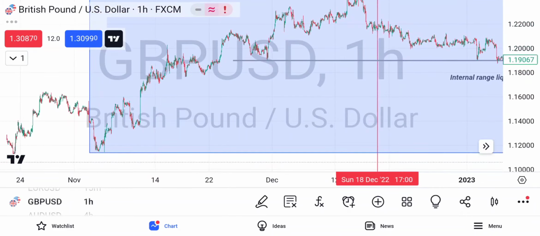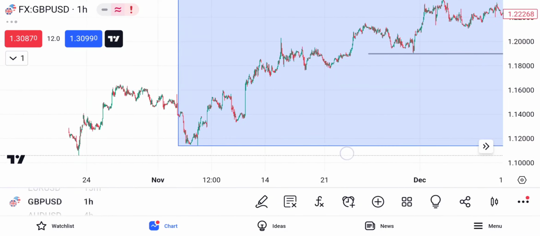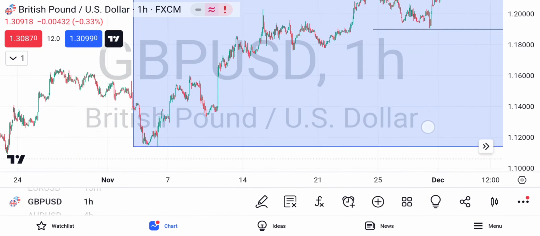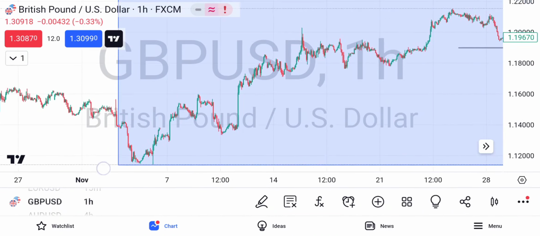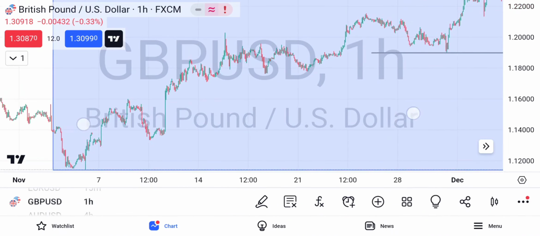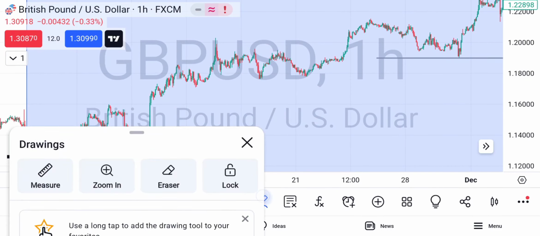So as you can see, we'll be starting from here and going up. So if you look now, I think we've spoken about all these places before. Yeah, I told you this is an internal range liquidity.